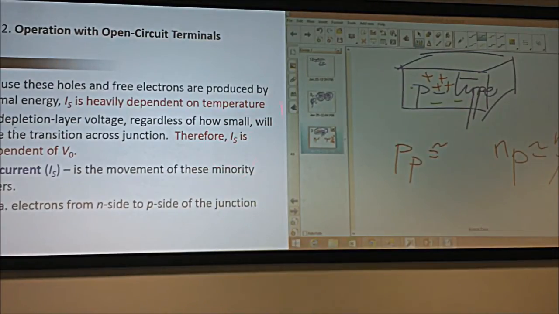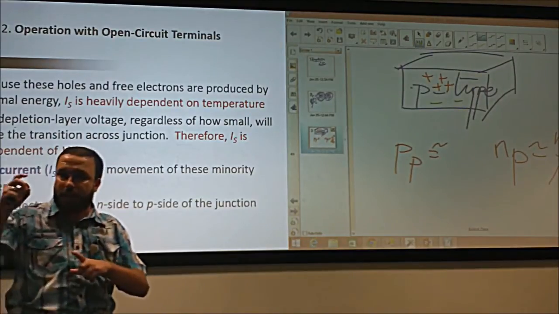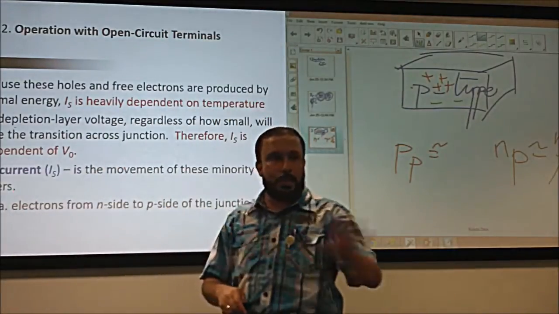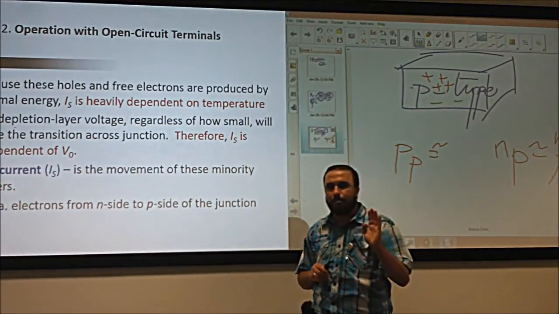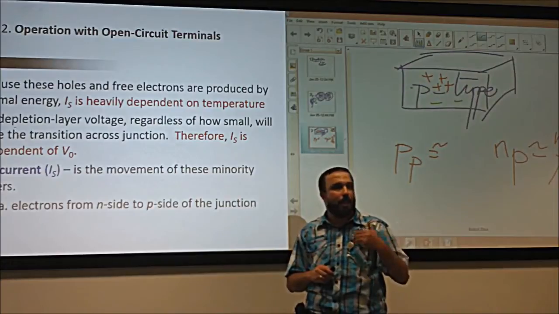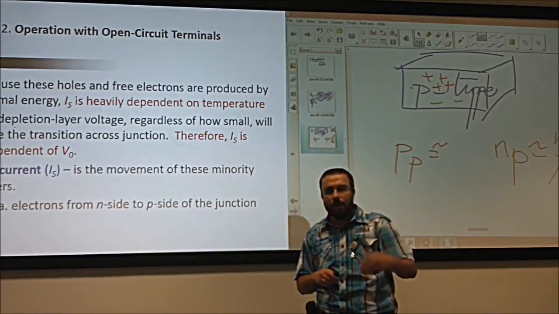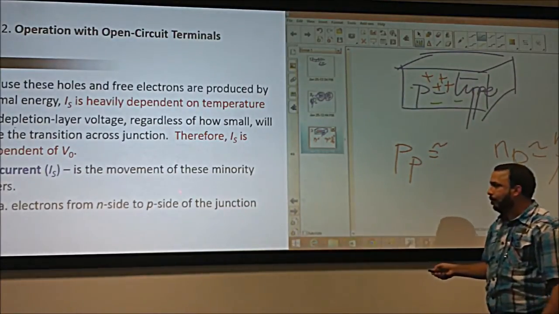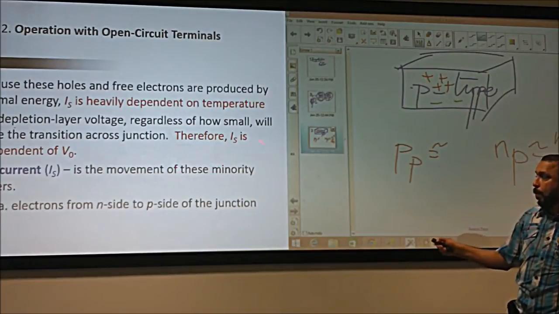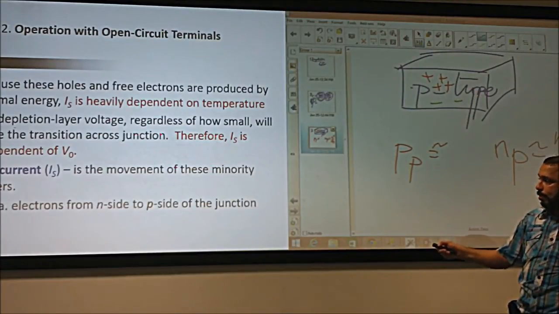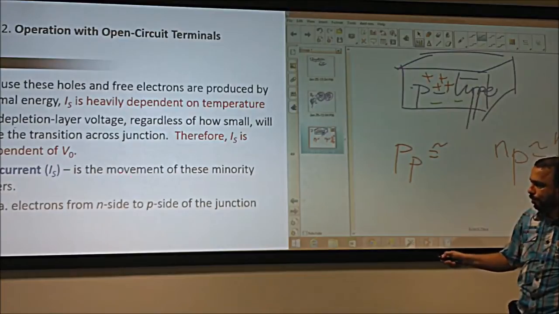Okay? So that means IS is not dependent on how big the voltage is, only on whether it exists or not. If there is a depletion layer, there will be IS that is independent of V0. That means whether the barrier is high or low, IS will be the same. Maybe we'll revisit this later in one of the classes.